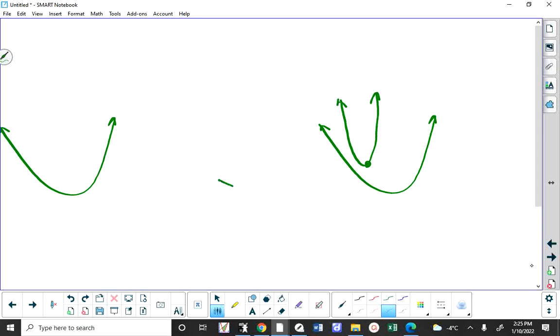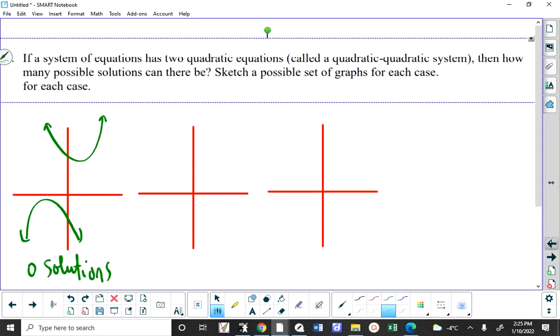Or I could have a parabola that's very wide down here. There's lots of ways you can get no solutions. Going back to this, is it possible to have one? Yeah, they just have to clip each other, right? There's lots of ways that could happen.